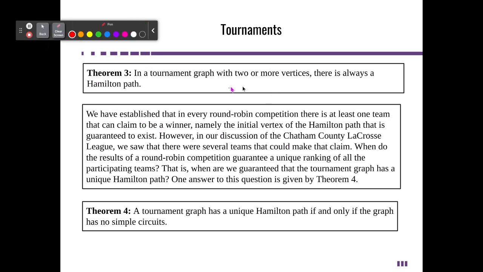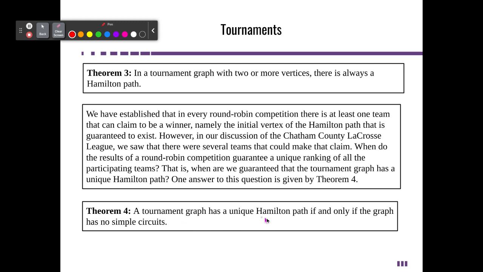All right, so here's Theorem 3 again. We have established that in every round-robin competition, there's at least one team that can claim to be a winner, namely the initial vertex of the Hamilton path that is guaranteed to exist. However, in our discussion of the Chatham County Lacrosse League, we saw that there were several teams that could make this claim. When do the results of the round-robin competition guarantee a unique ranking of all the participating teams? That is, when are we guaranteed the tournament graph has a unique Euler-Hamilton path? Well, Theorem 4 will help us with that.